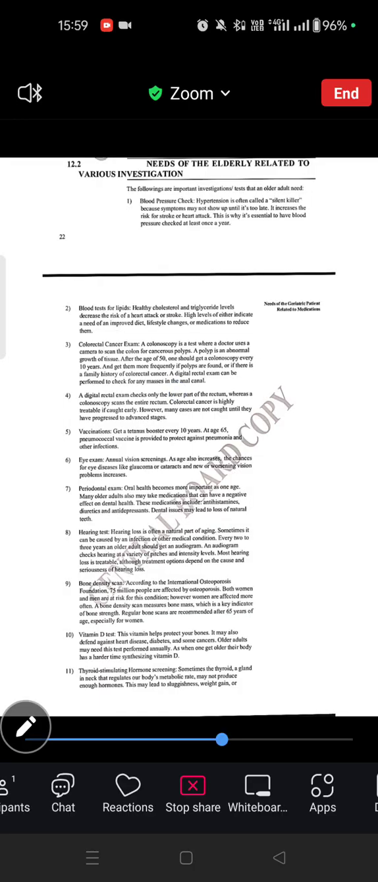Then what are the needs? We have investigation-related needs. Mainly blood pressure check for hypertension, which is a silent killer; symptoms may not be there. It can cause a heart attack or other problems, so always keep up the BP checkup. Then blood tests for overall cholesterol or triglycerides. These also lead to heart attack, so you can follow an improved diet, lifestyle and medication.